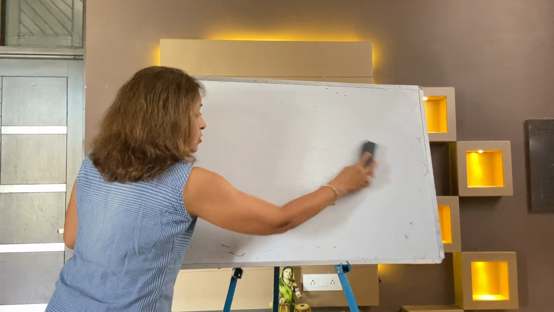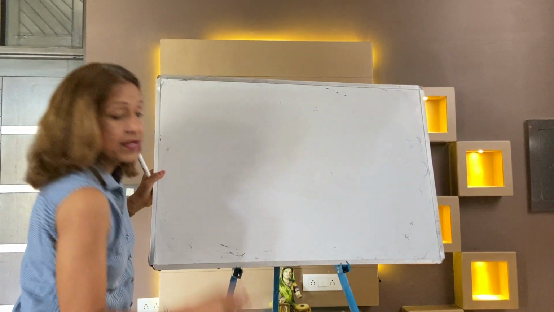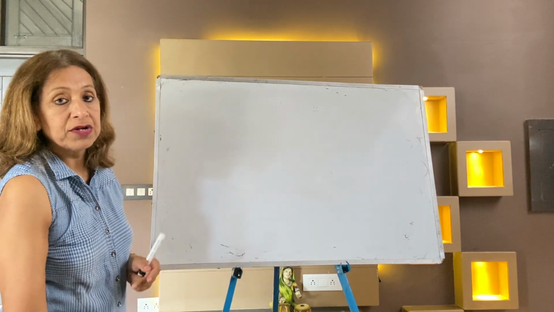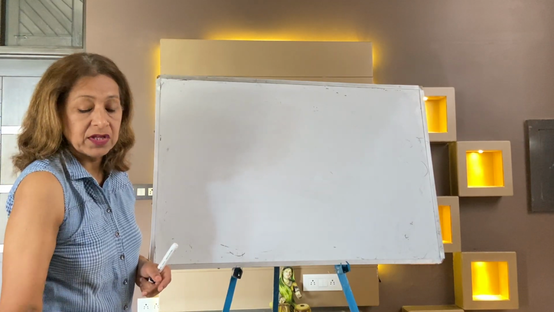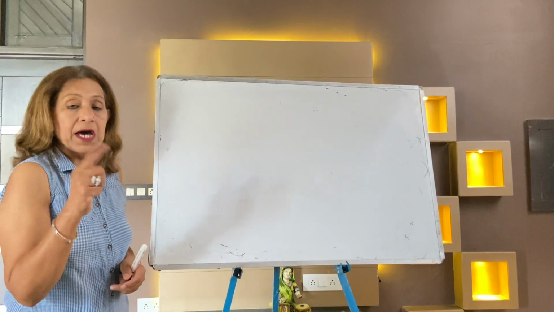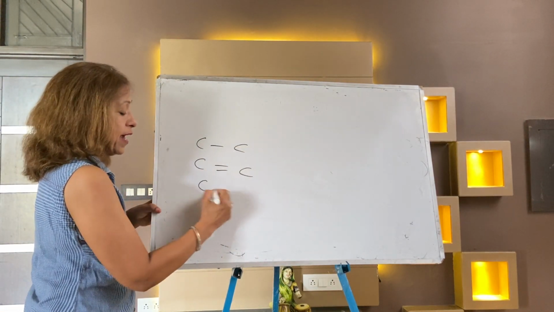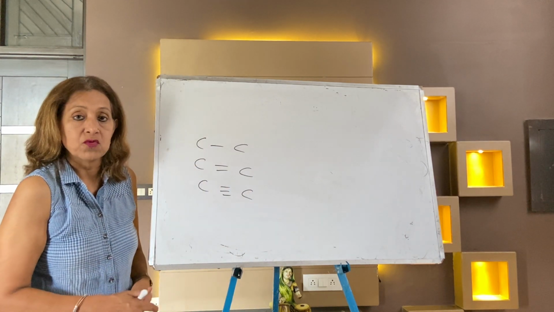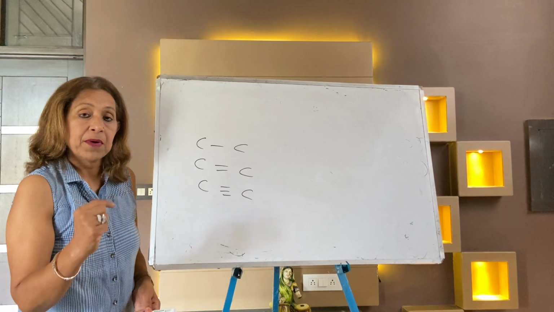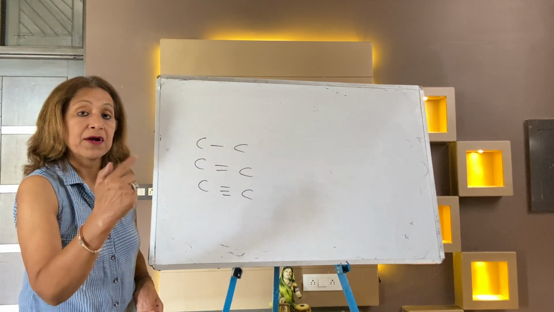Now, after that, I'm taking what is meant by saturated and unsaturated compounds. A saturated compound is one where there are carbon-carbon single bonds, and an unsaturated compound is one where there are double and triple bonds. Only the double and triple bonds present between carbon and carbon count, not between carbon and oxygen.